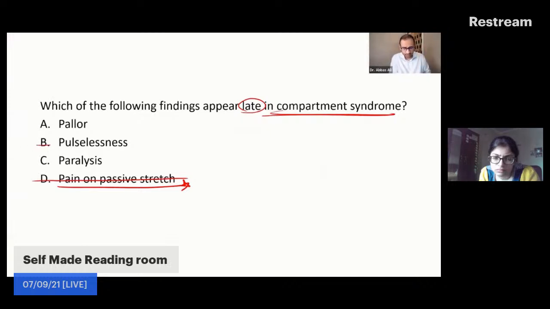Which is the least important parameter to make the diagnosis? Pulse. Don't worry about pulse. Pallor may or may not be there. It can be there, cannot be there, so not very consistent. Okay, so you begin.